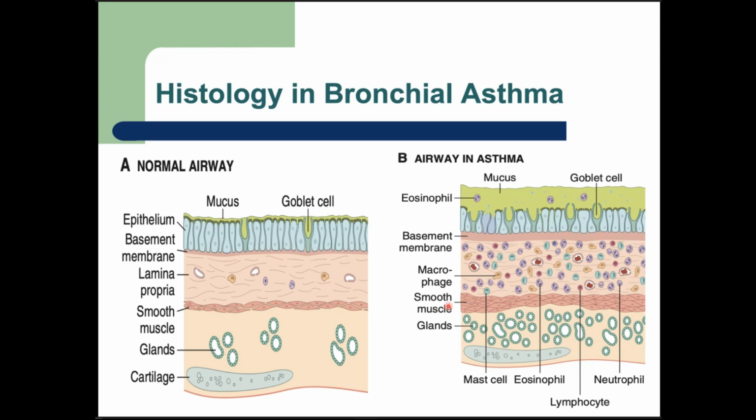The smooth muscle is also thickened because of the continuous effect of the allergic reaction, constriction of the lumen. The smooth muscle has to work hard, it becomes hypertrophied. And then the glands are also increased in size. You can see the increase in the size of the glands in the submucosa. This is the diagram. Now we see the actual microscopy.